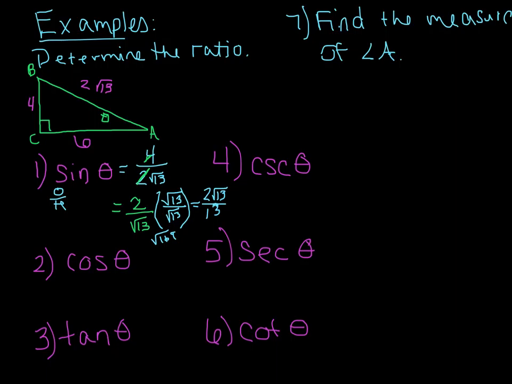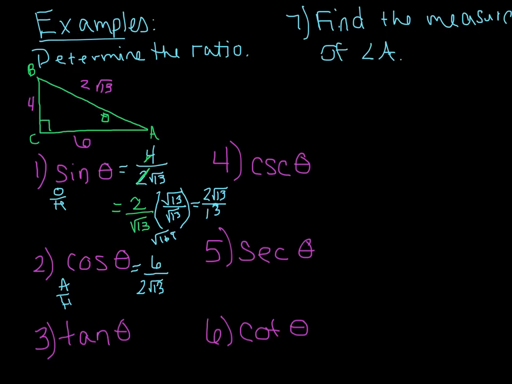So the next one, cosine of theta. Cosine is adjacent over hypotenuse. So if I'm looking at the adjacent side of theta, adjacent would be next to, so that'd be 6. And then the hypotenuse across the right angle is 2 radical 13, or 2 square root of 13. You could say it either way.